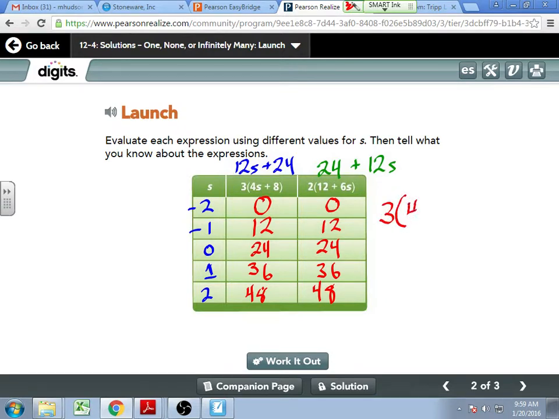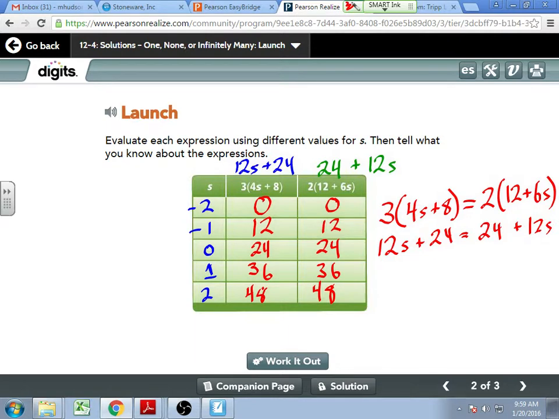3 times 4s plus 8 equal to 2 times 12 plus 6s, watch what happens as I try to solve this. Imagine if this was your equation. I distribute on both sides. I get 12s plus 24, like you guys already told me, equals 24 plus 12s. I get rid of my constants and try to group them. But when I do that, they're gone from both sides. I then get 12s equals 12s.